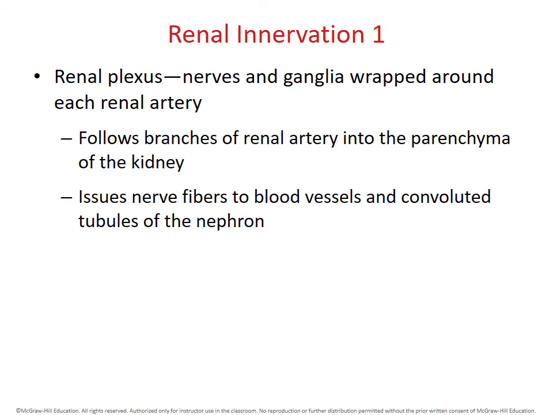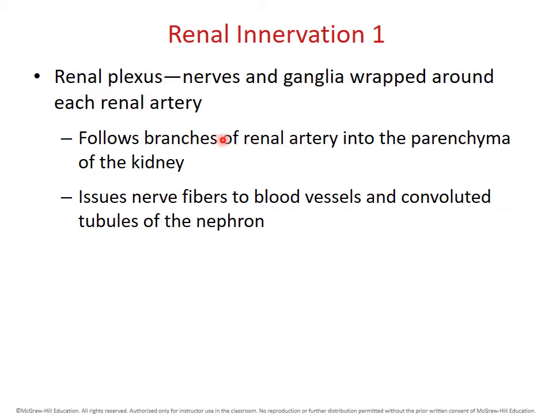And then finally, for this section of the chapter, we just want to talk a little bit about the innervation of the kidney. We have a so-called renal plexus. Remember, plexus is a network or a net-like branching pattern of either blood vessels or nerves, in this case nerves. And so we have a branching network of nerves and ganglia, which, remember, are neuron cell bodies out in the peripheral nervous system, usually associated with the autonomic nervous system. And these are wrapped around the renal arteries.